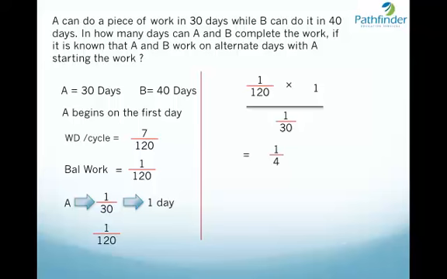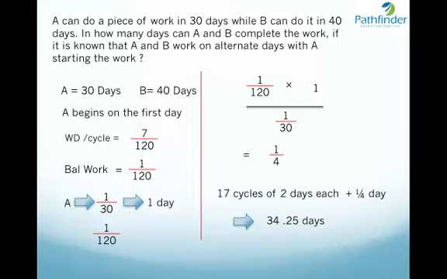And how much work was left at the end of the 17th cycle? 1 by 120th fraction. So what is the time required? The total time required is equal to 17 cycles of 2 days each plus 1/4 of a day, and which is equal to 34 plus 1 by 4, that is 34.25 days.